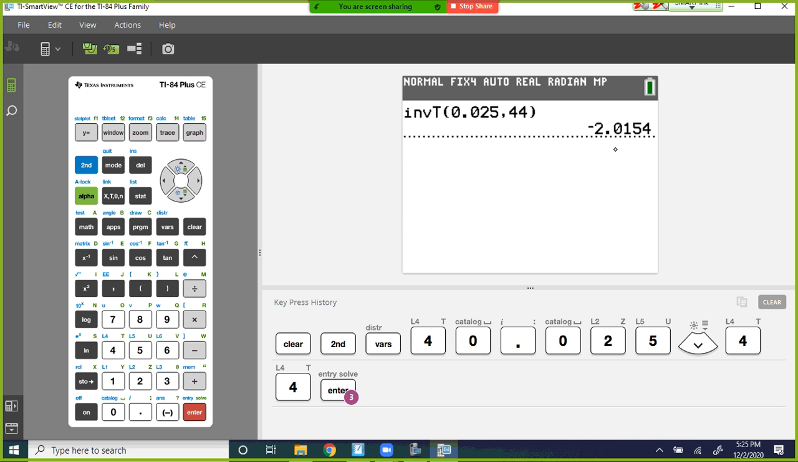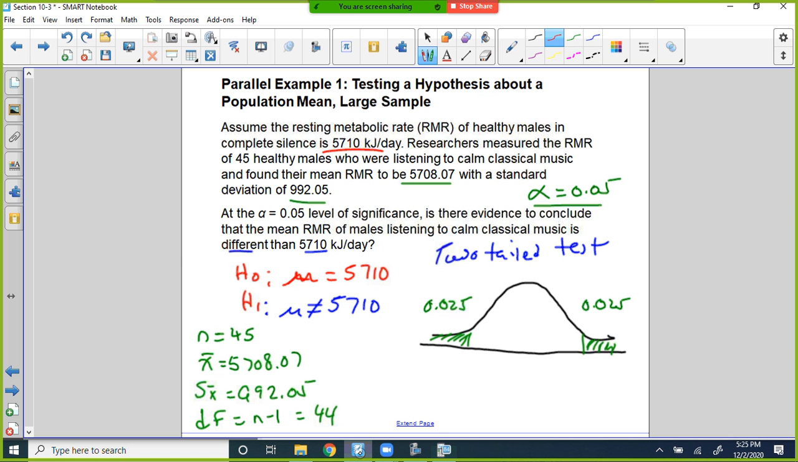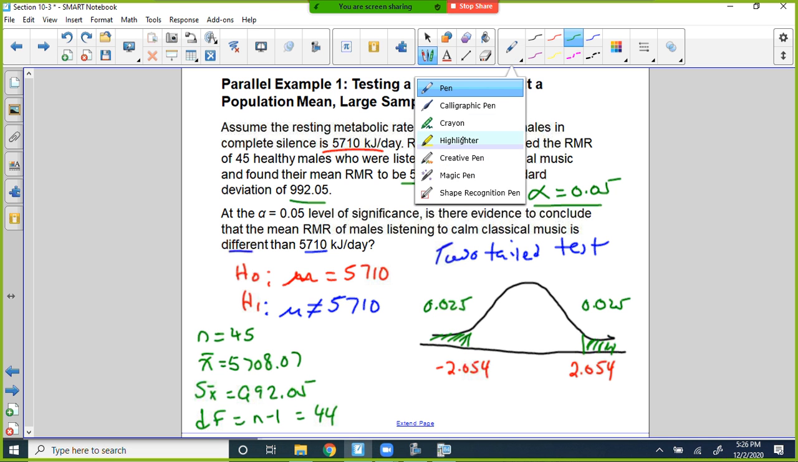All right. So you've got to understand that there's two places that is. That's negative 2.054 and then positive 2.054. Okay. Now, if it is less than this, somewhere over in here, well, let me mark it.